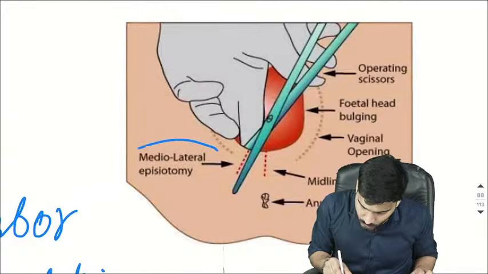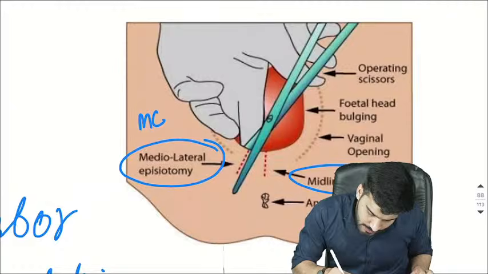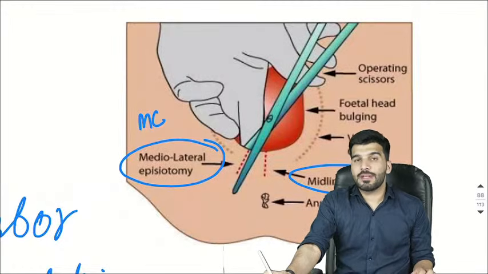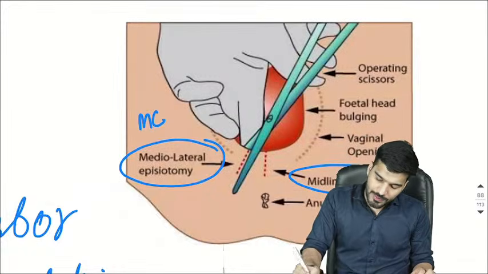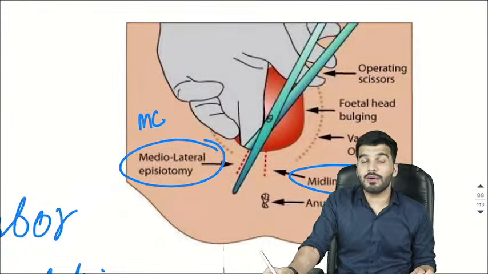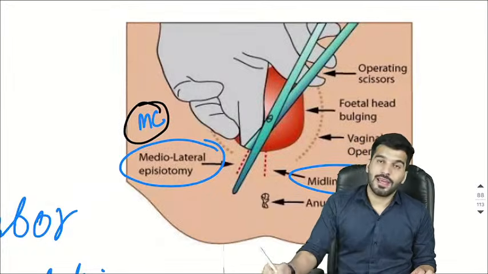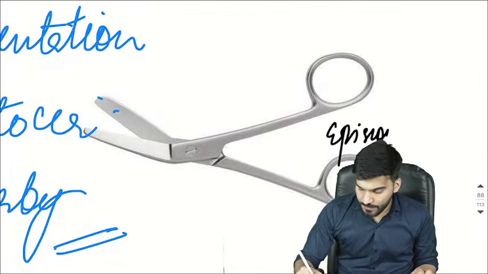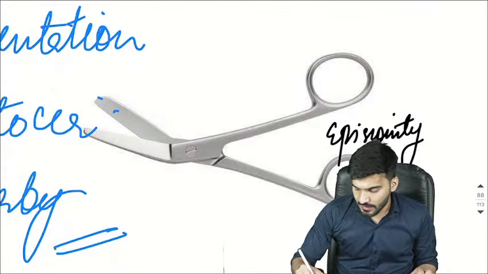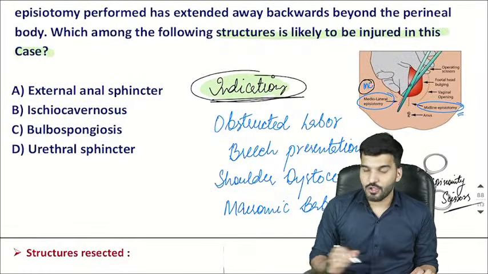Now we have different types of episiotomy. We have the mediolateral episiotomy and the midline episiotomy, but the most common that we perform is the mediolateral episiotomy. Why? Because of less wound extension. Even though midline episiotomy has more advantages than mediolateral, one of the best advantages of mediolateral over midline is less wound extension. And we have these classical scissors. These are called episiotomy scissors. What do you call this scissor? This is called the episiotomy scissor that we use. It can be an image based question as well. So these are all the indications of episiotomy.